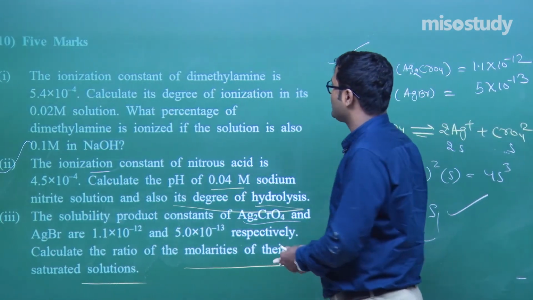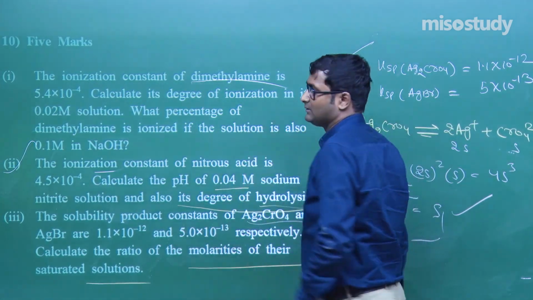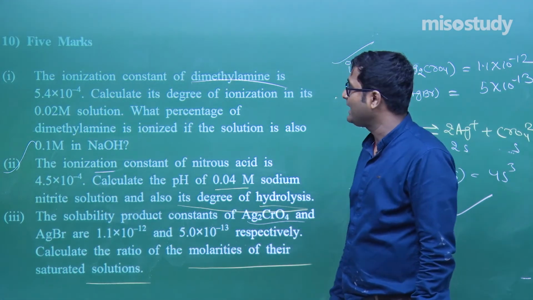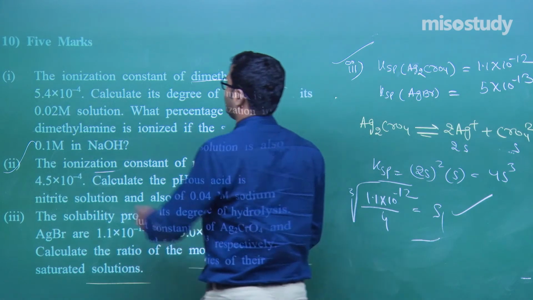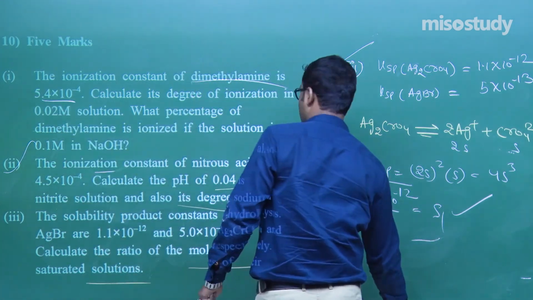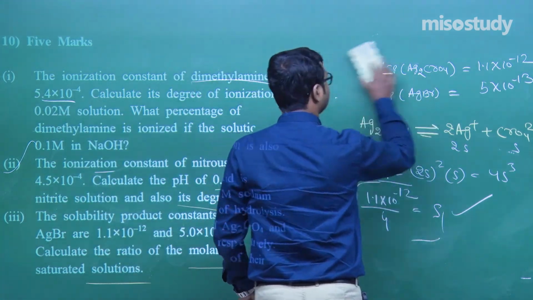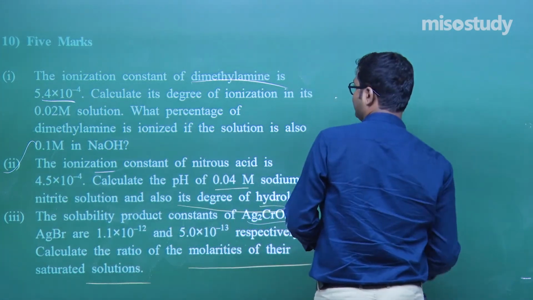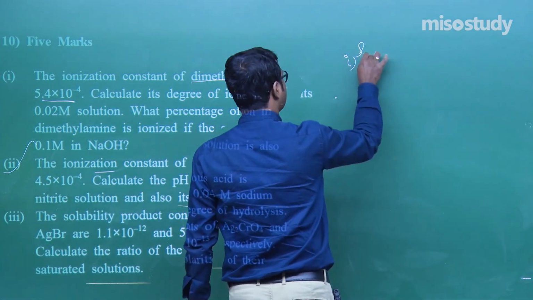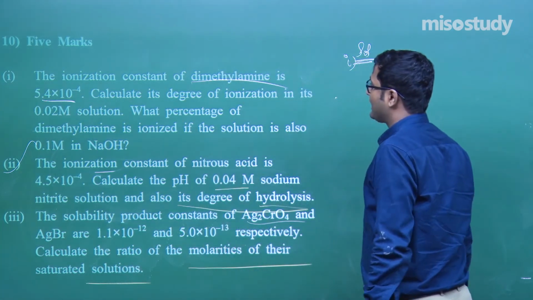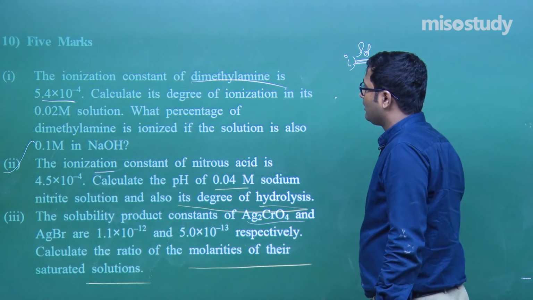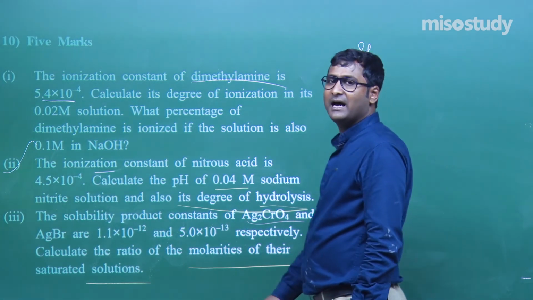The ionization constant of dimethylamine is given here. Am I right? Yes sir. It is 5.4 × 10^-4. Clear? Now what to do in this case? Listen, this is an easy question, you can do it. Calculate the degree of ionization.